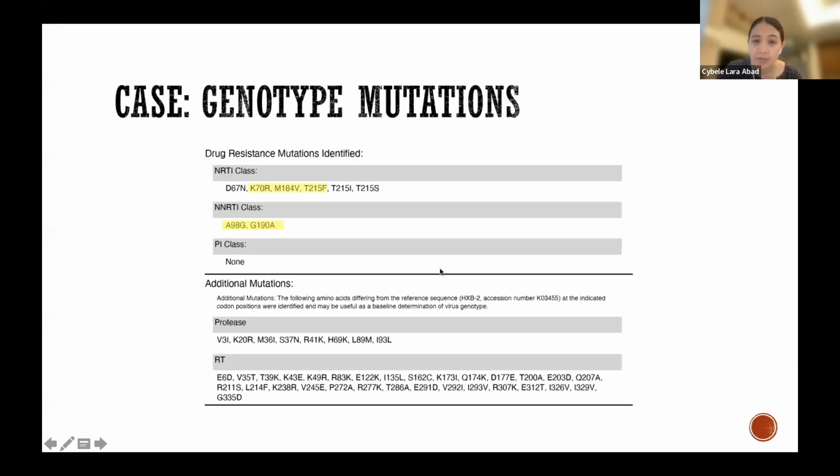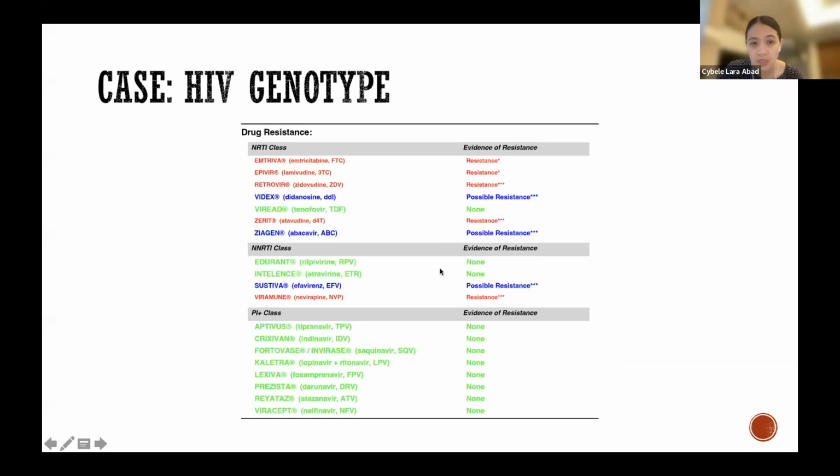And then if you look at the full roster, as you can see here in the first column, these are the drugs that we use against HIV, the different classes. And then these are the evidence of resistances. Okay, so he has many resistances for the NRTI class and some resistance to the NNRTI class and no resistance to the PI class. So how do we put that together and what do we do next?